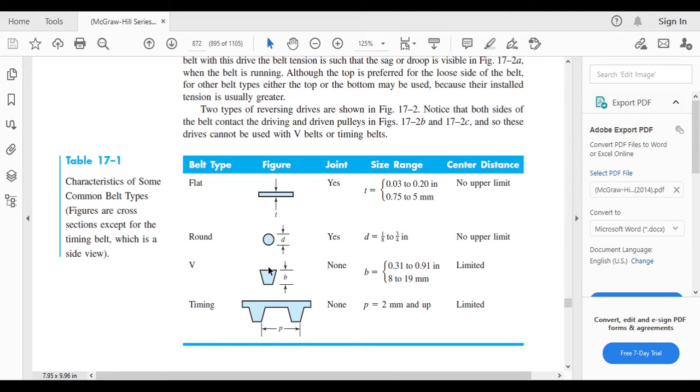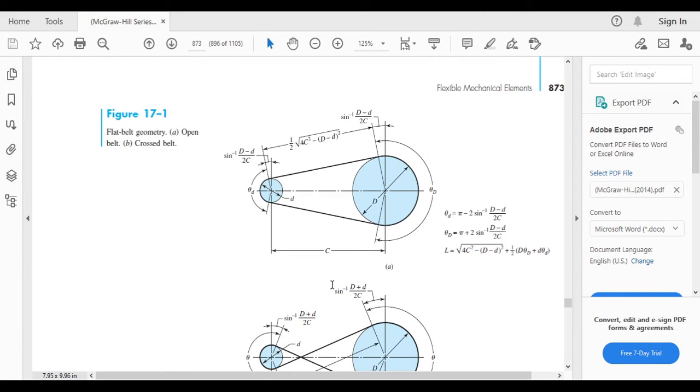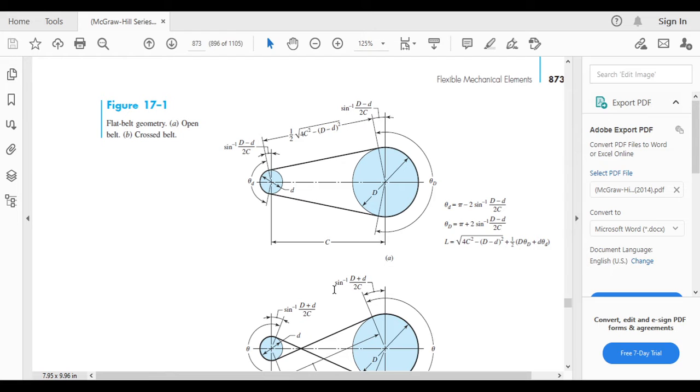You can obviously see the shape is like a V. The height is represented by the letter b. And this is the timing belt. The pitch, P, is the same term that you learned from the subject Gear, and everything. The word pitch. P is 2 millimeters and up. And then this is the geometry of it.